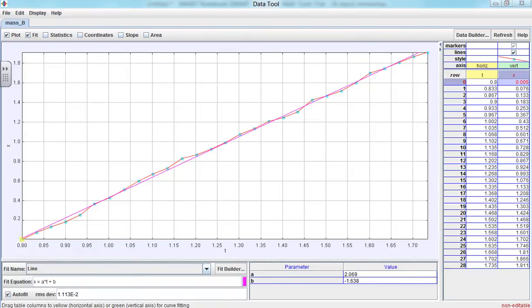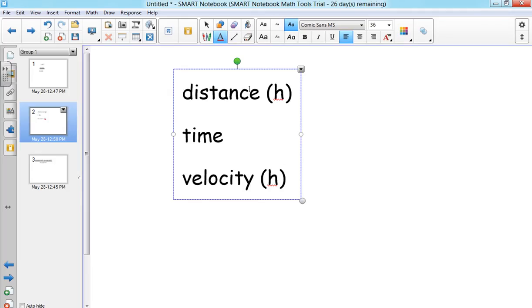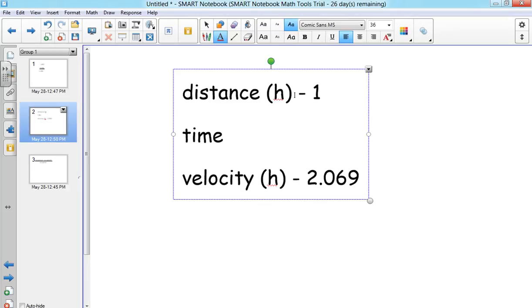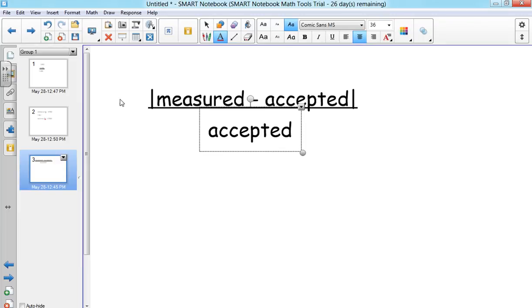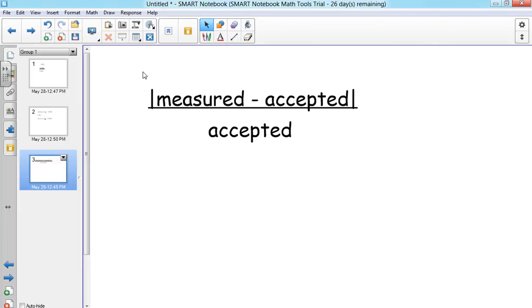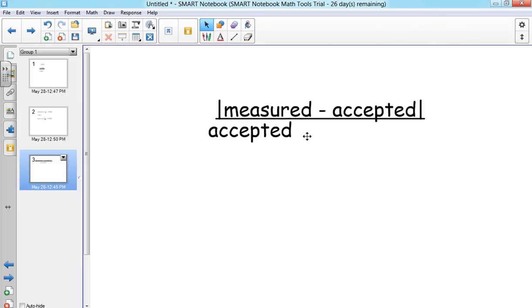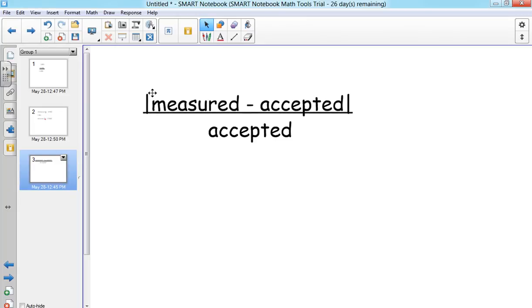So now we figured out our distance, our time, and our velocity. And I will work on time in a second. But how do we figure out our percent error? This is where these calculations come from. We've got our percent error formula, which is equal to measured minus accepted over the accepted.